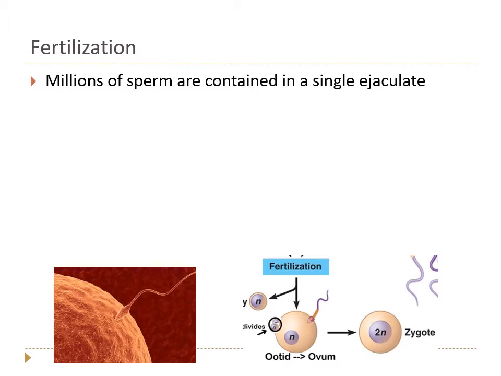So millions of sperm are contained in a single ejaculate. On the order of 200 to 500 million sperm, each one genetically distinct from the other, are released in a single ejaculate. And they have to then swim up through the vagina, through the cervix, into the uterus, and out into the fallopian tubes.